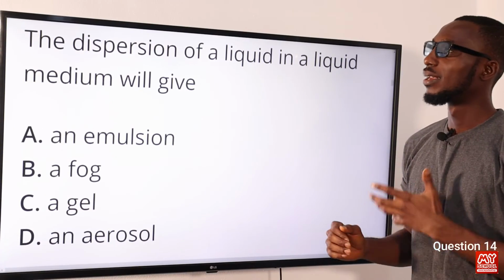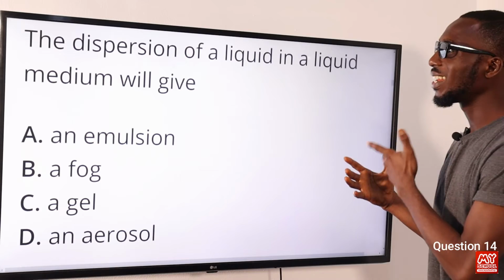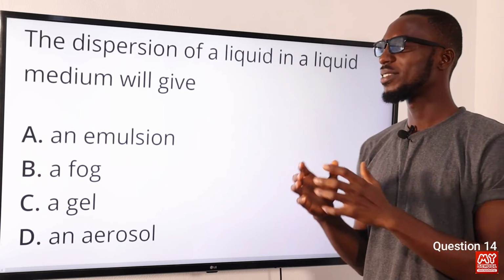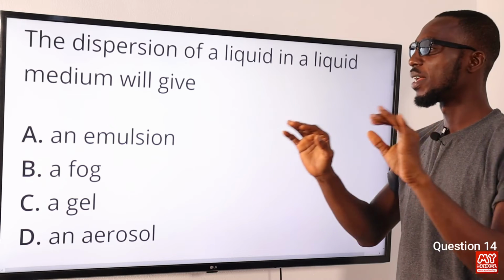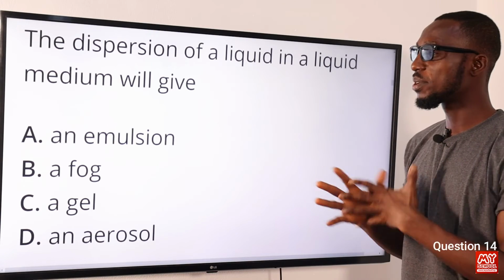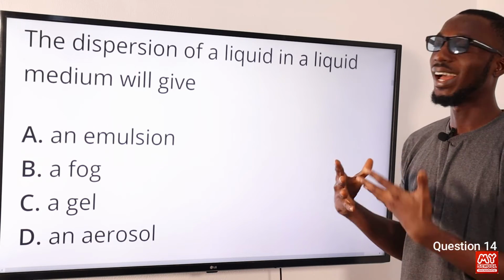Question 14. The dispersion of a liquid in a liquid medium will give you what? Okay, so just go for the definition or check out for the definition of emulsion, and this gives you a very beautiful description. So the correct option here is option A, emulsion.